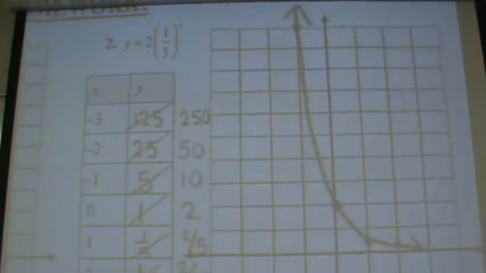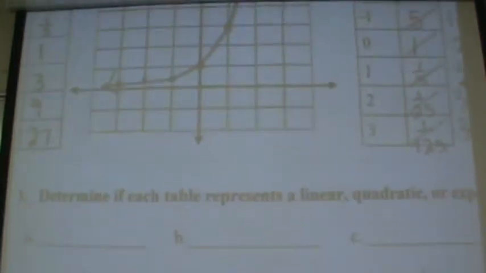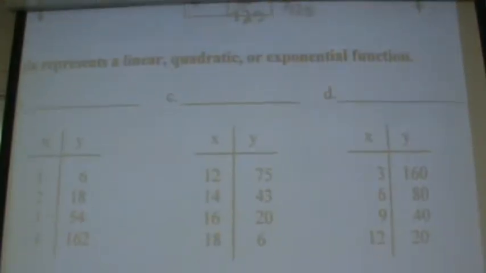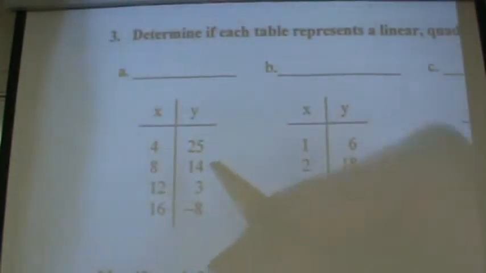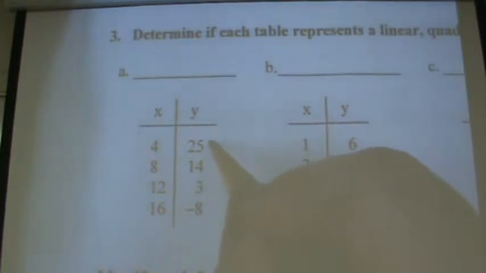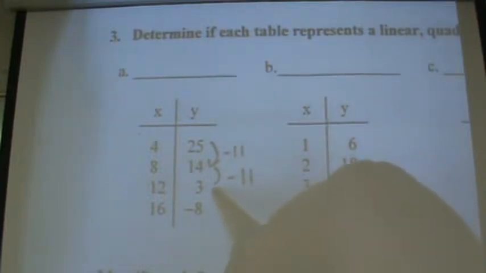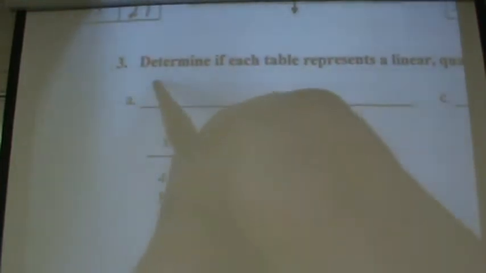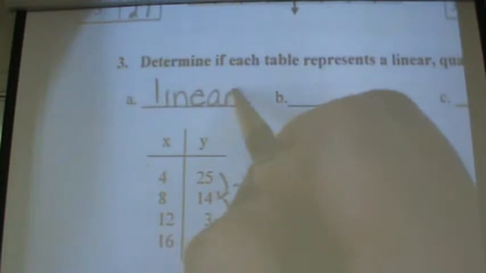Graphing these? Okay, next. 3 has 4 letters, A, B, C, and D. I need you to tell me, is it linear, is it quadratic, or is it exponential? So, let's investigate. How do you go from 25 to 14? Subtract 11. And then what's this one? Subtract 11. And then how about that? Subtract 11. So what would you say this one is? This is linear. The first common difference is the same.